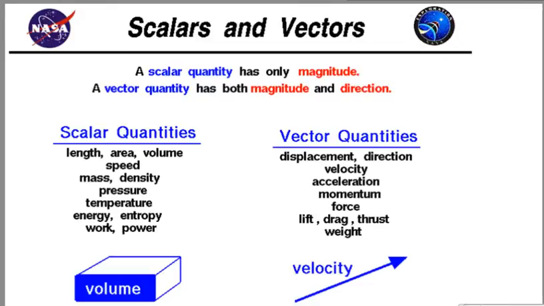Hello everybody, we're going to take another look at scalars and vectors. To do a quick review, remember that a scalar quantity has magnitude only, so it has size only, like length, area, speed, temperature. It's just a measurement. A vector quantity has both magnitude or size and direction.